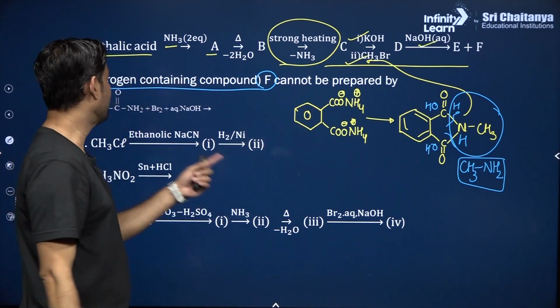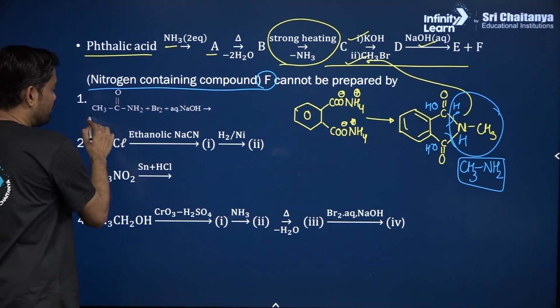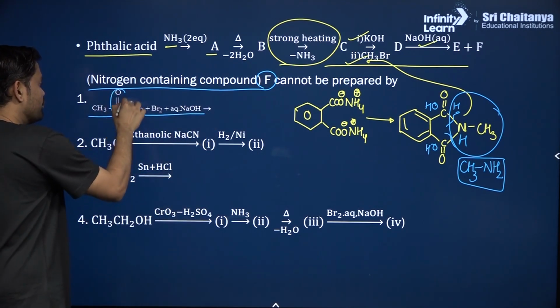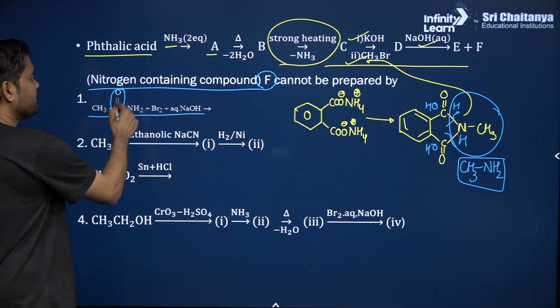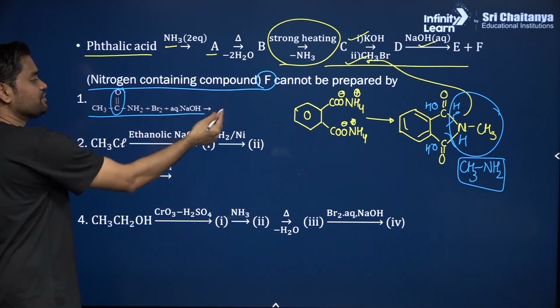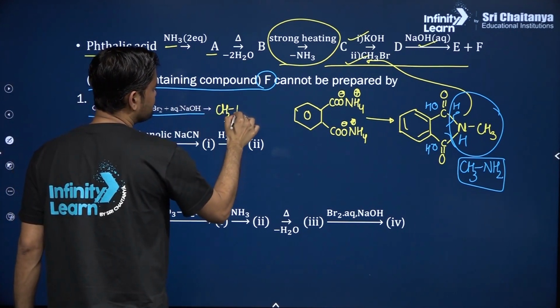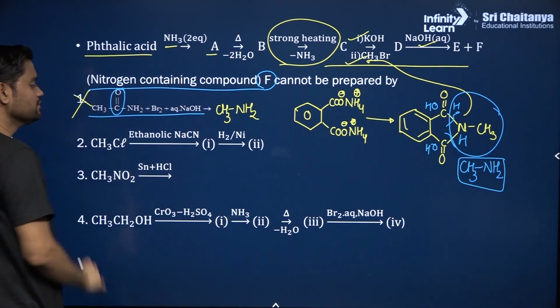F cannot be prepared by which of the following reaction? See, the first one is Hoffman bromamide degradation. This entire group will go, and NH3, what do we say? Wait a sec. This entire group will get eliminated and NH2 will be formed. So here the product is what? CH3NH2 by Hoffman bromamide degradation, and hence not the right answer.